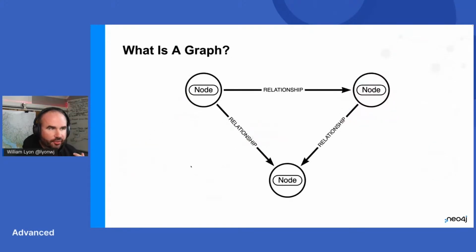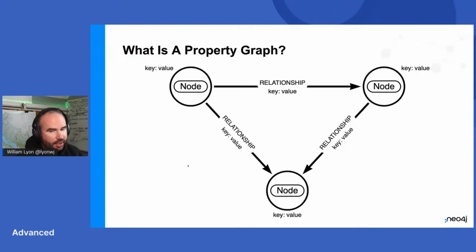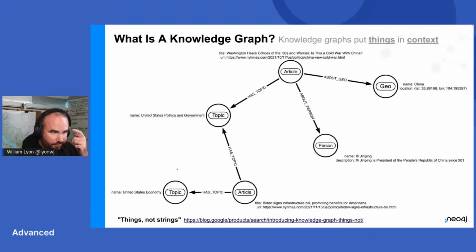So a graph fundamentally is this data structure. Nodes are the entities, relationships connect nodes. And in order to work with data in a graph, we add properties. So we can store properties in arbitrary key value pairs on nodes and relationships. We add labels as a way to group nodes. Every relationship has a single type. This is the property graph data model.